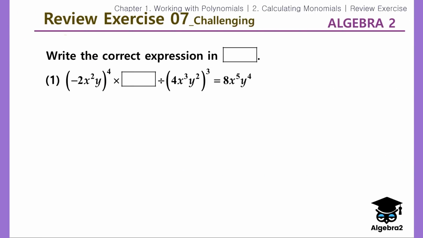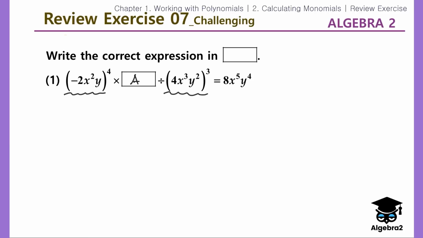Review exercise number 7. It says, write the correct expression in this empty box. So I'm going to write this empty box is equal to a. Okay. We have a parenthesis here and here, right? So we're going to eliminate these two parentheses first.